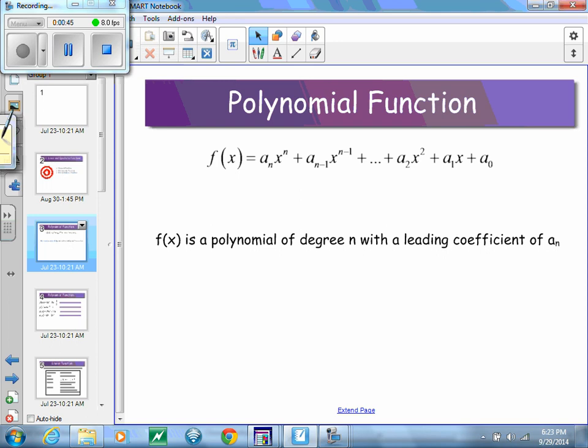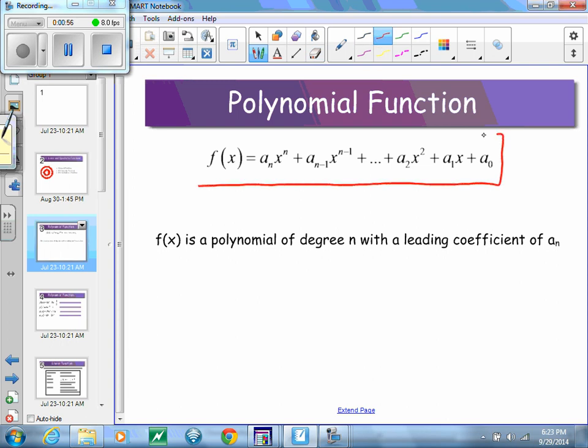So here, a polynomial f of x is a polynomial of degree n with a leading coefficient of a sub n that I have here. If you look at the example that I have, this might look like a bunch of gibberish to you right now, but this is what our book's definition gives us for a polynomial function.